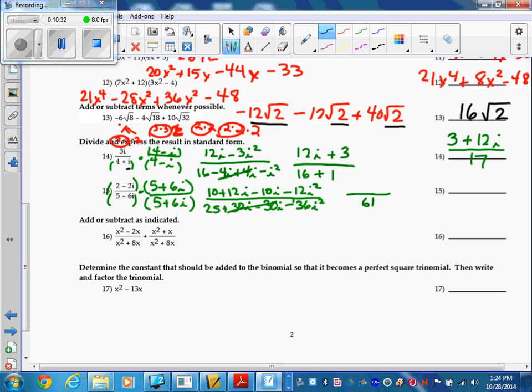And on the top, the negative 12i squared becomes plus 12. So 10 and 12 is 22. And 12i minus 10i is 2i. And so that's what we have in standard form: 22 plus 2i over 61.